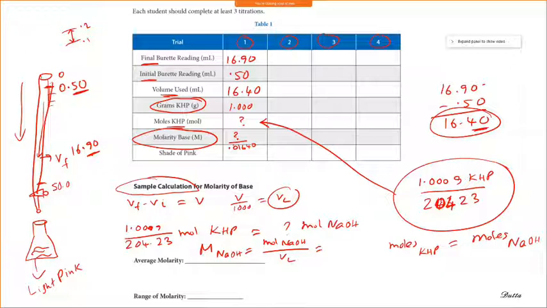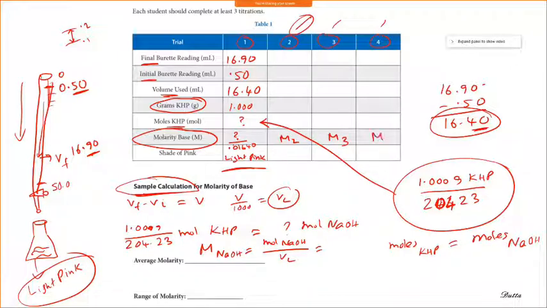You're going to show only one sample calculation here. Sample means only one set. But you're going to do 3 or 4 sets; you can take 3, best of 3. Here it says light pink, so I'm going to write light pink here. Then I'm done with this set. I'm going to do the same thing for set number 2 to get M2, set number 3 gives M3, and set number 4 gives M4.